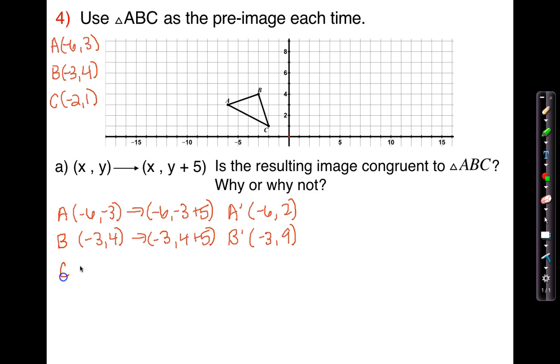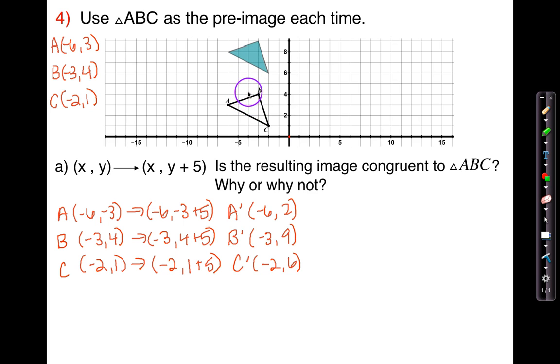And then C, using -2, 1, I'm going to go ahead and take X, which is -2, and then take Y, which is 1, and of course add 5 once more, which is going to give me C prime is -2, 6. So now that I have these ordered pairs, you can go ahead and graph it, which is going to basically mean that it's translated 5 up.